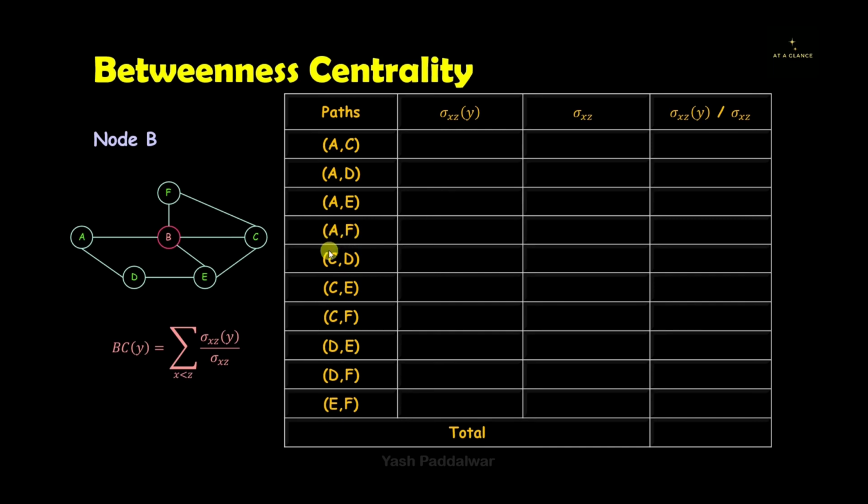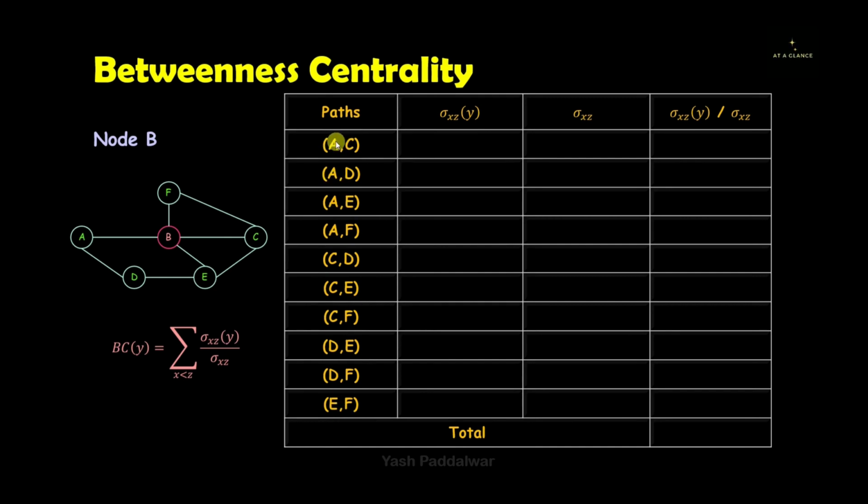So you can see none of the paths has B as a source or destination node. So these are all possible paths: AC, AD, AE, AF, CD, CE, CF, DE, DF and EF. These are all possible paths.